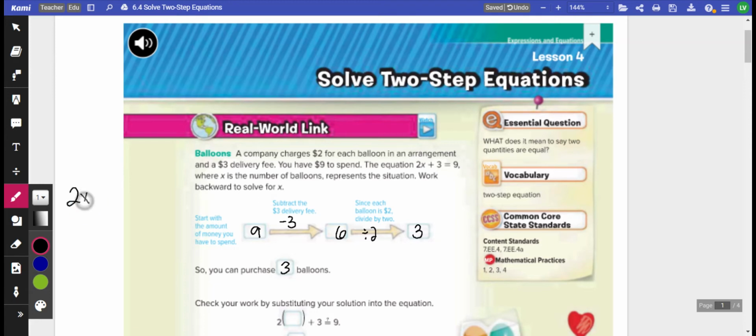Another way of doing that, 2x plus 3 equals 9, is where you extend the equal sign and you subtract 3 from both sides. The 3s make a zero pair on the left side. On the left you have 2x. The right side, 9 minus 3, is 6. You divide both sides by 2, and you're left with x equals 3.